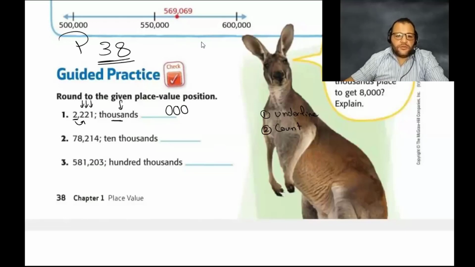If I need to round to the nearest 10, how many zeros are in 10? 1. So we have to put 1 zero. If I need to round to the nearest 100, how many zeros are in 100? 2. So I have to write 2 zeros. Okay? Any problem for this one?